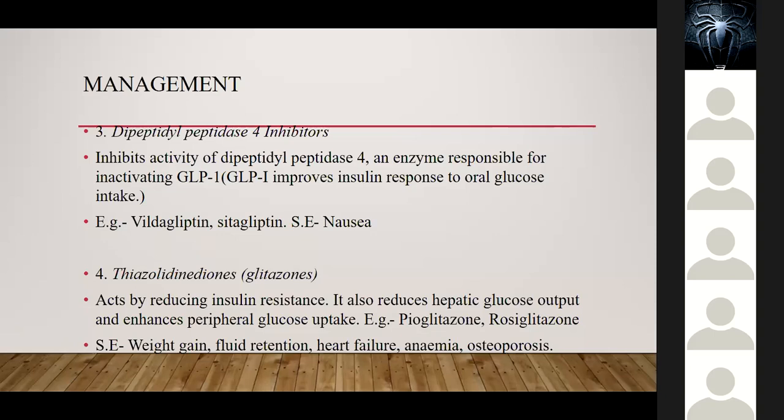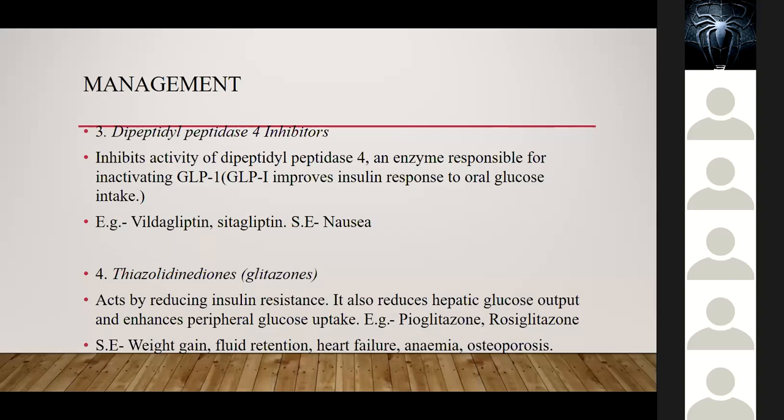So if we want to control our sugar, then why don't we come up with a medication that will rather inhibit the activity of this DPP4 and allow the glucagon-like peptide 1 to be able to work. And that's where vildagliptin comes in. It will inhibit the activity of the DPP4. And then once this DPP4 is inhibited, your glucagon-like peptide 1 can have a field day and then improve insulin response so that you can have a good glycemic control. So the side effect of that is nausea.